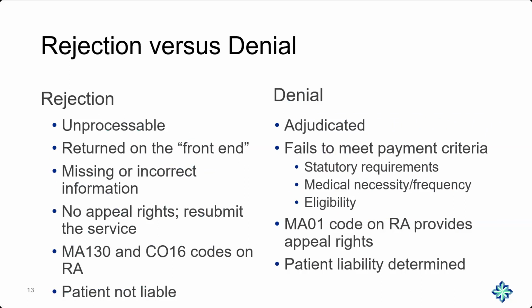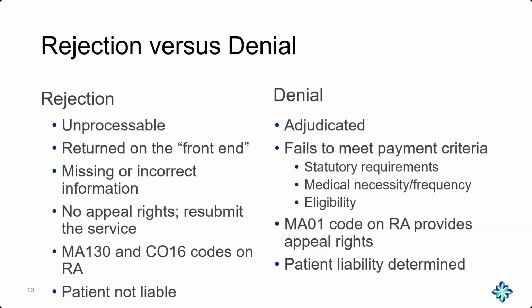The reason we can't process that claim or adjudicate that claim actually is because something's illogical, something's missing, or there's incorrect information on that claim. The claim form instructions that CMS has published tell you what you need to put where on a claim and when you need to include it on the claim, whether it's required or whether it's just situational. Because a rejected claim is not processable, it's an unprocessable claim, there are no appeal rights. What you need to do is resubmit the service. Fix it and resubmit it.